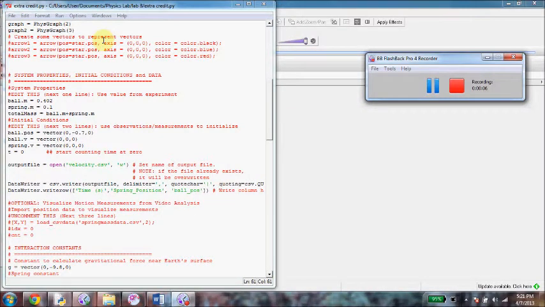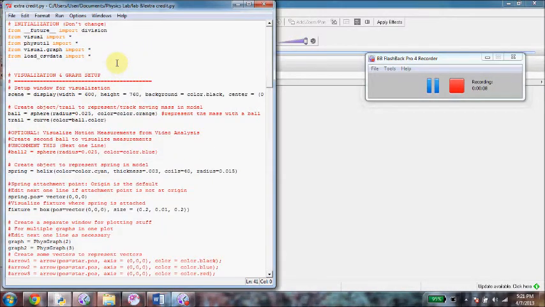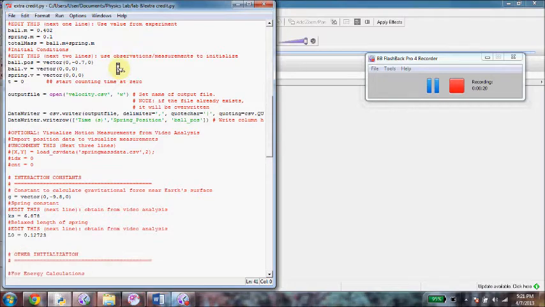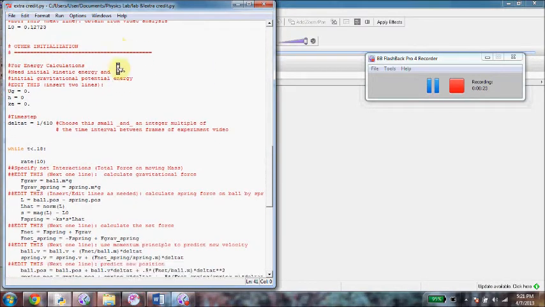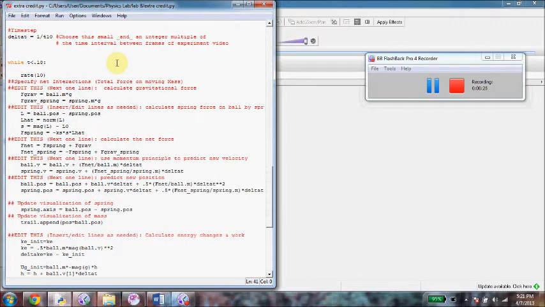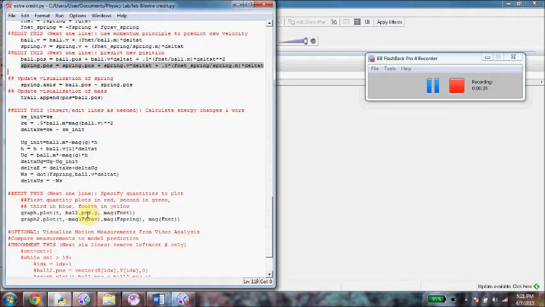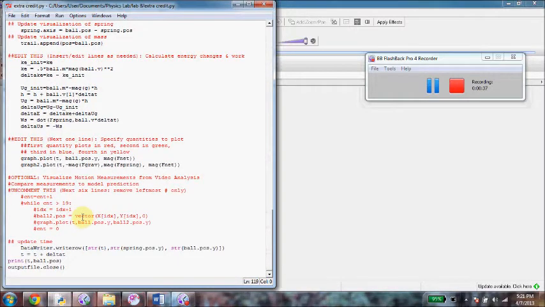I tried to model the same motion that I extracted from Tracker, and in order to do that, I took the Lab 8 spring motion and edited it a little bit to include motion with the spring. I calculated the position of the spring using the momentum principle, as you can see here. And then I also graphed and recorded the data of the spring position and ball position.